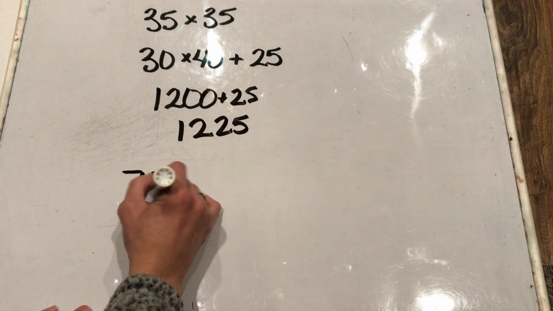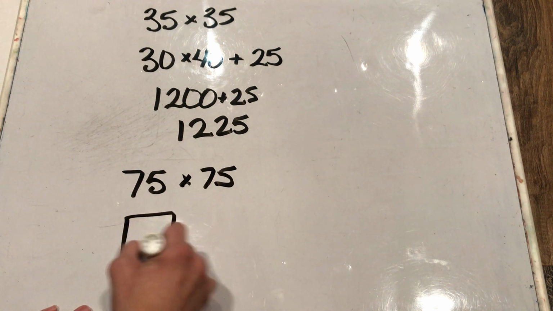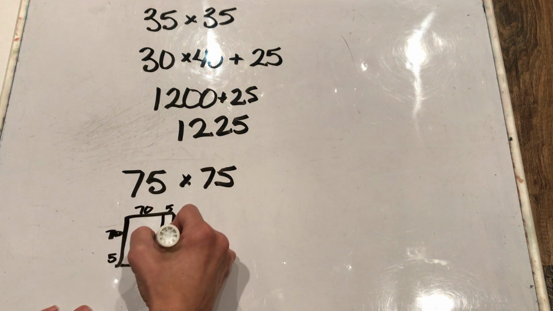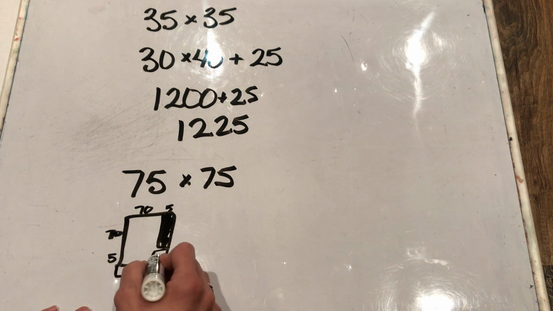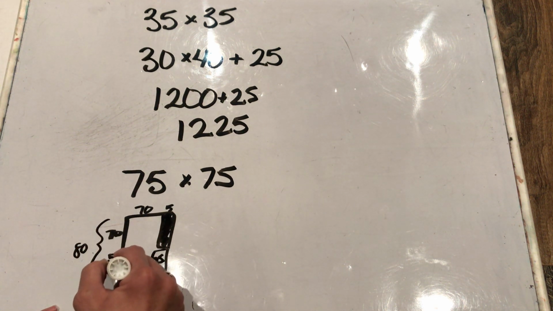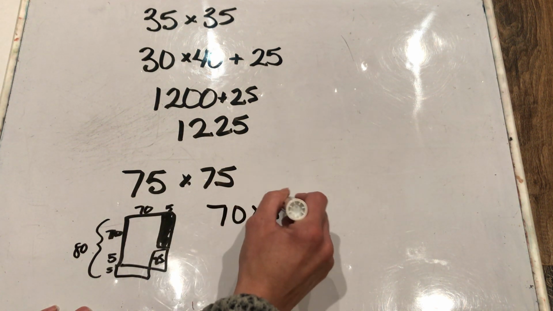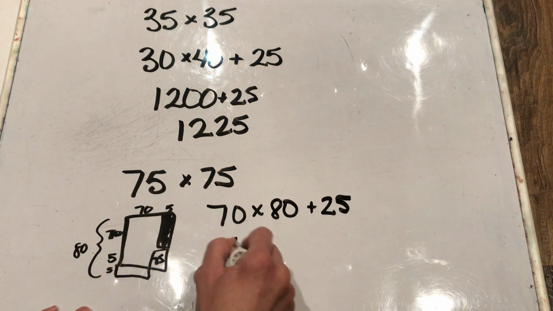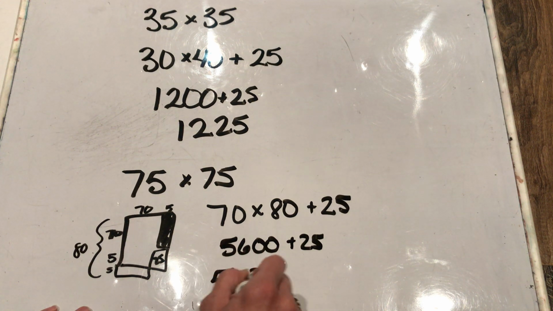What if I wanted to do 75 times 75? Well, remember, I have 70 and a little 5, and I have 70 and a little 5, and I'm going to take this little 5 and move it so that I can put it down here. I'll still have this box of 25 hanging out by itself. This will now be 80. And so I will have 70 across the top times 80 down the bottom plus that little square of 25. So 70 times 80 is 5,600 plus 25, so 5,625.